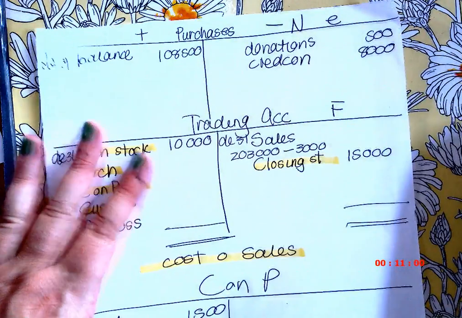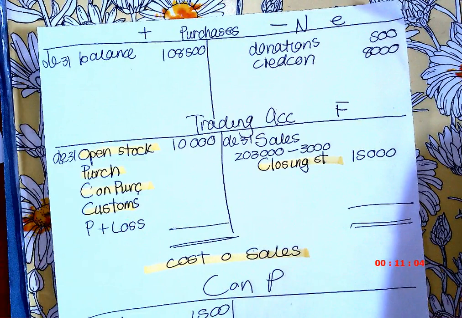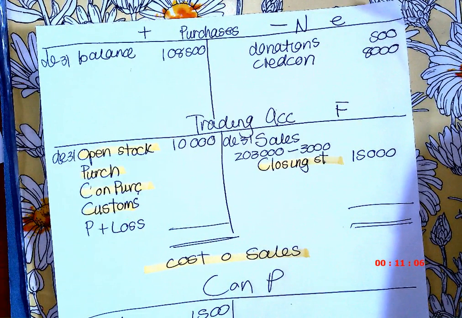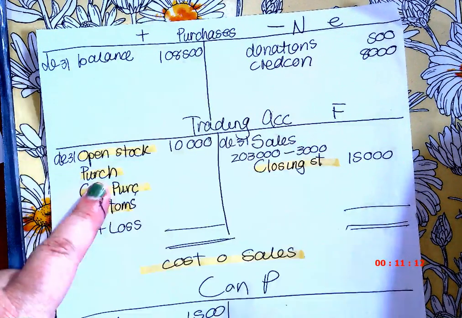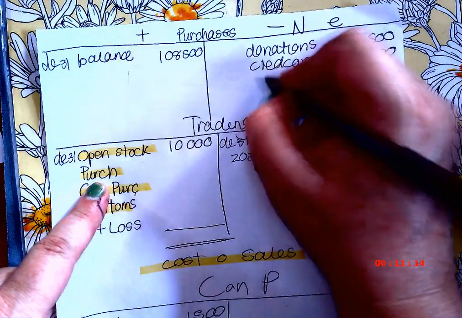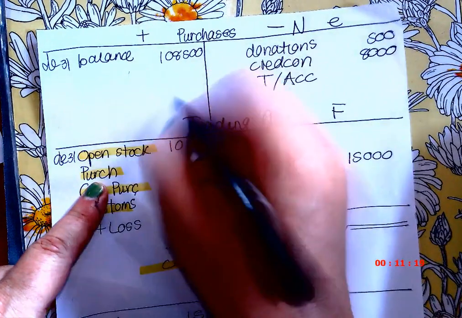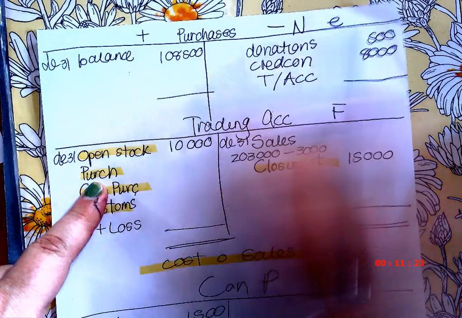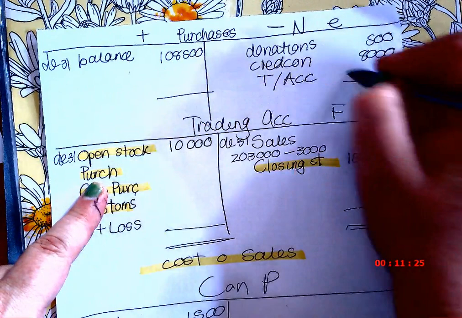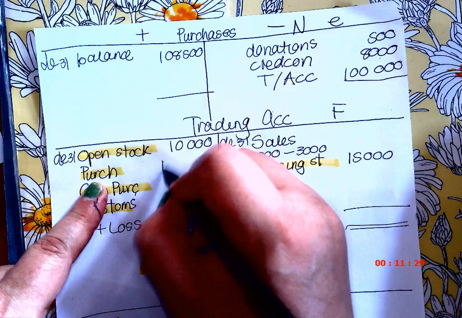Anybody with a problem? You guys still shop? And now the only thing I need to do is now I need to close off. So I'm going to close off. Remember, what do I need? Here I need purchases. So I'm going to close off purchases. So I will say trading account and 108,500 less 500 less 8 gives me 100. And that 100 goes there.